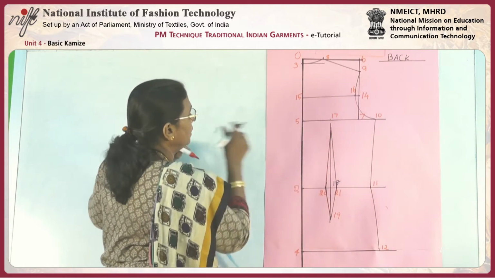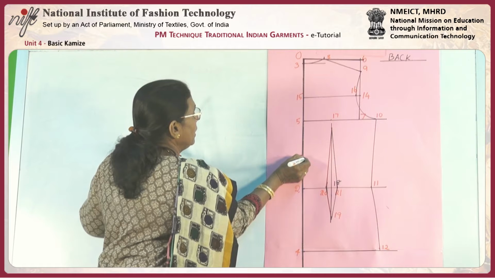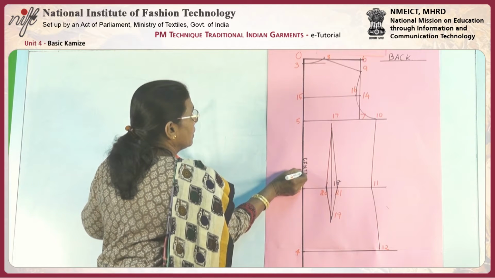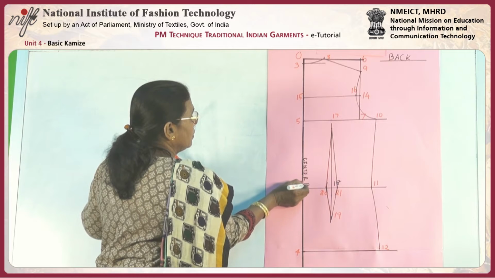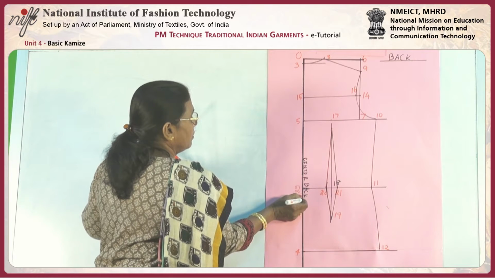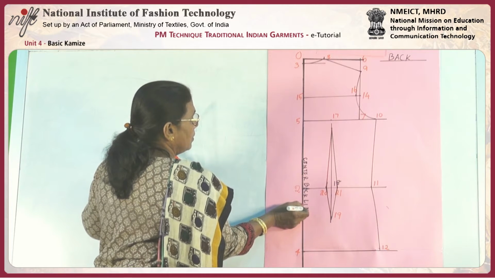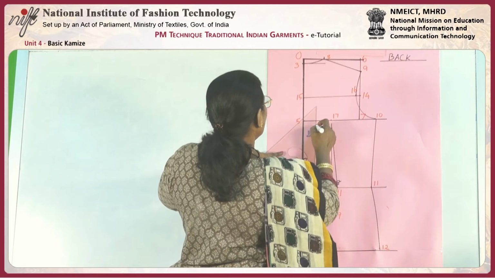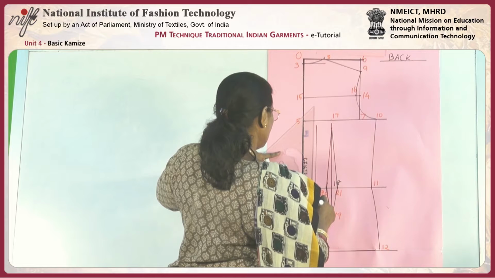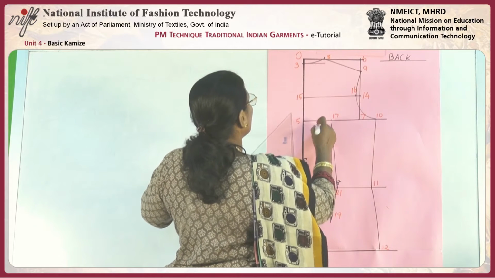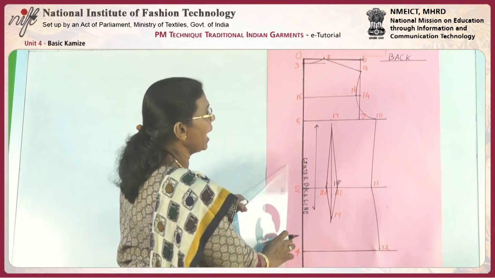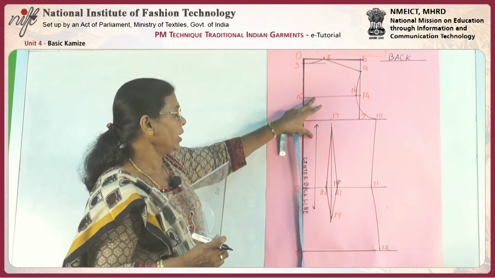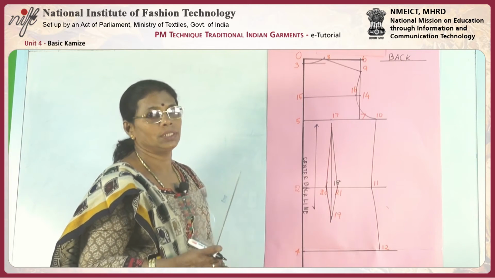And this line is the center back line. And draw the grain line parallel to the center back. This gives you actual fit for the body. It's a block excluding the seam allowance.